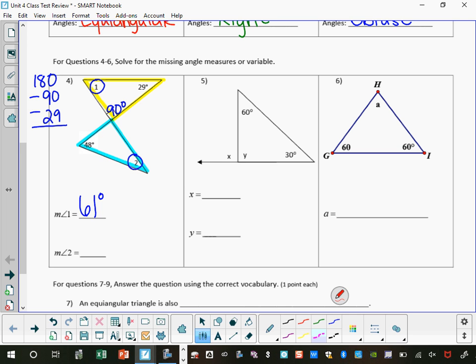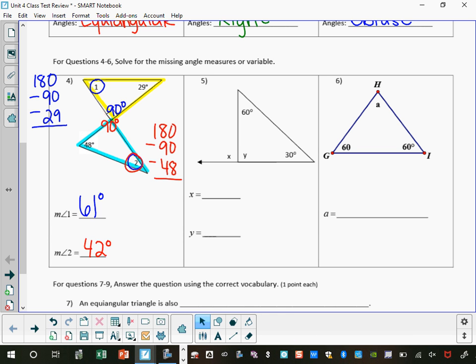If we look at my blue triangle, do you guys see vertical angles anywhere? Look at that 90 degree. You see how it's directly across from each other? So this is technically a right angle too. So now can I figure out the measure of angle 2? Yep. 180 minus 90 minus 48. You should get 42 degrees. Any questions on that one?